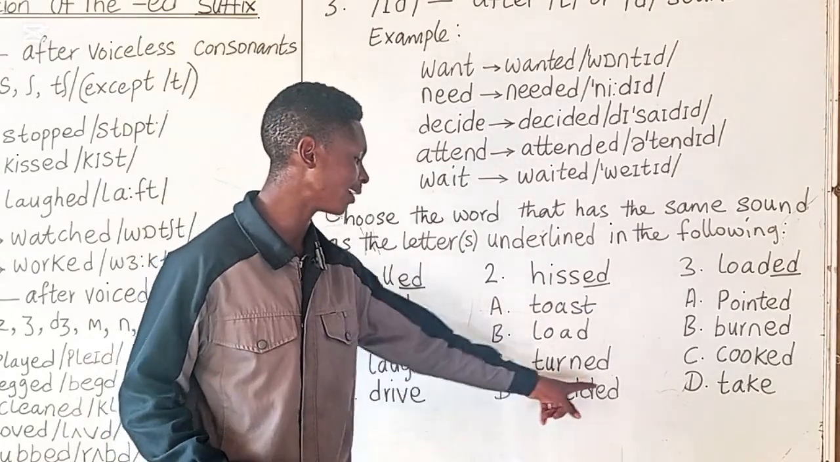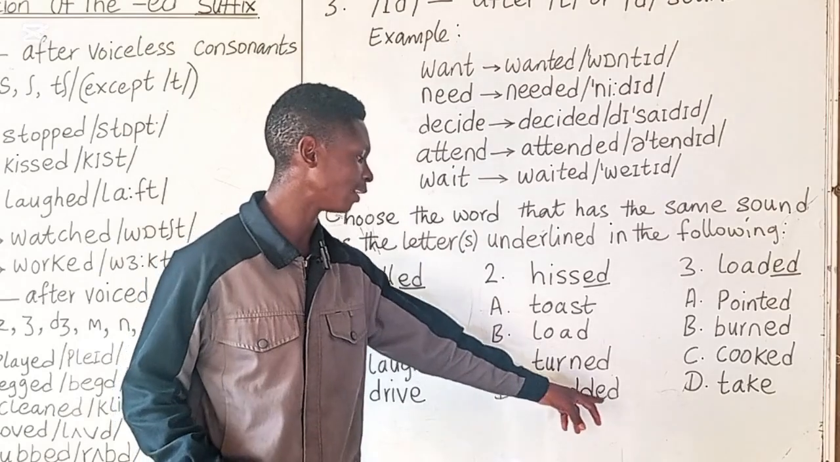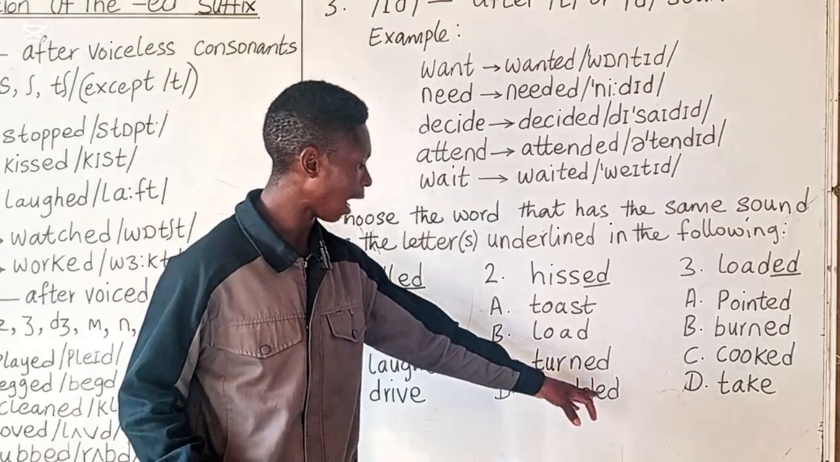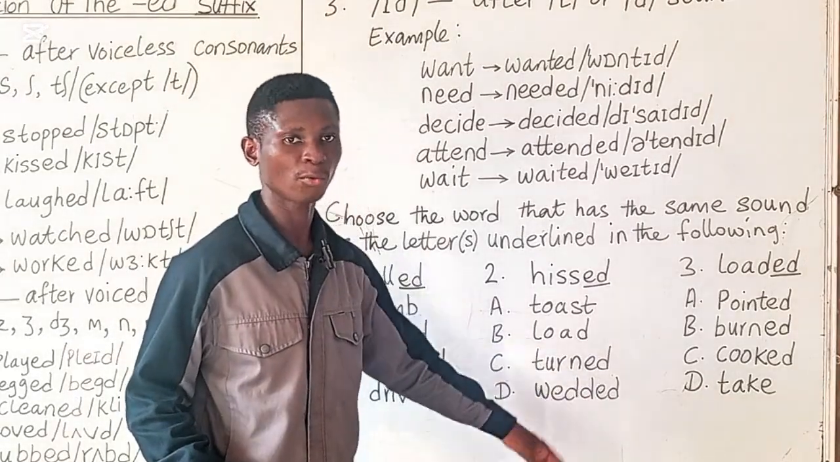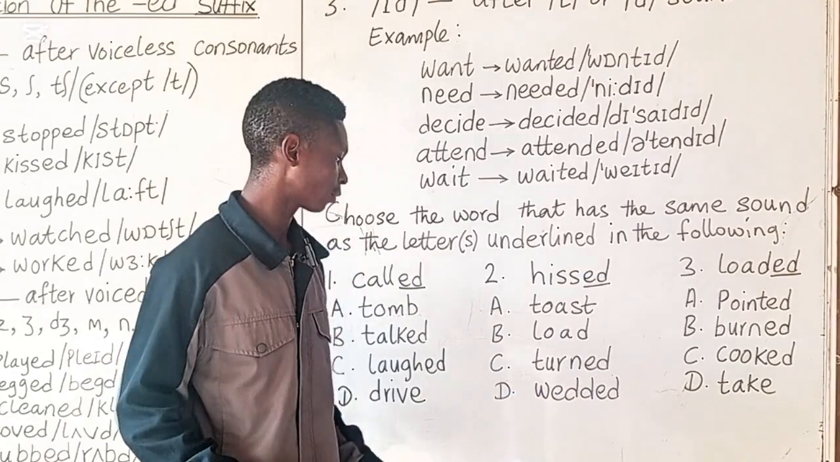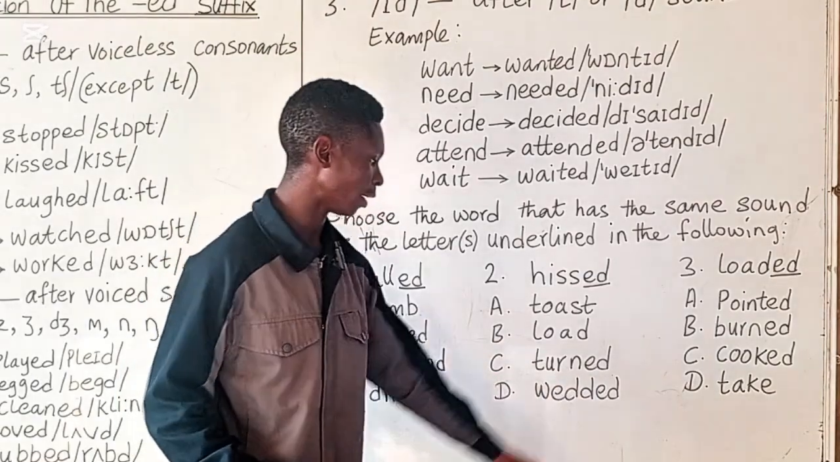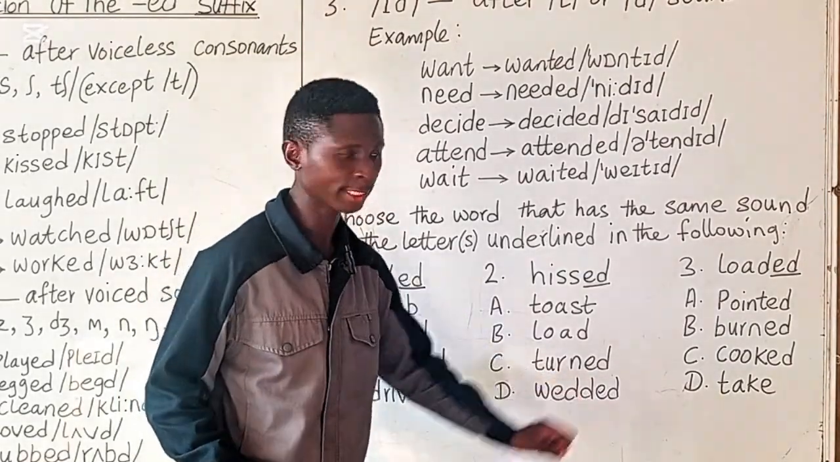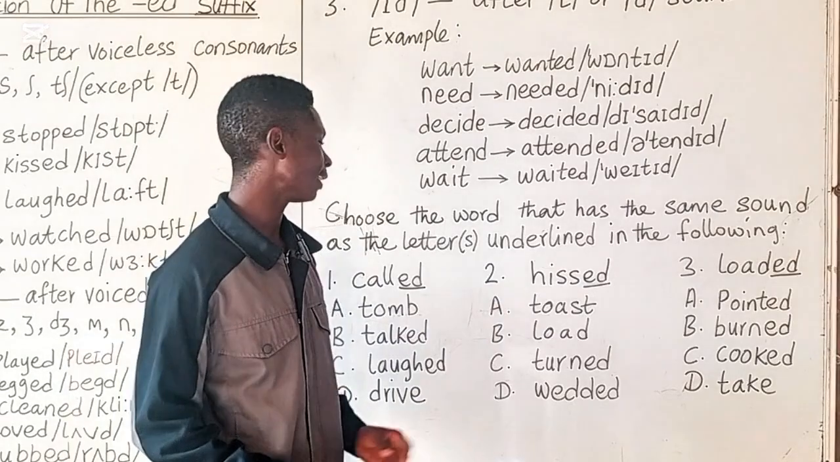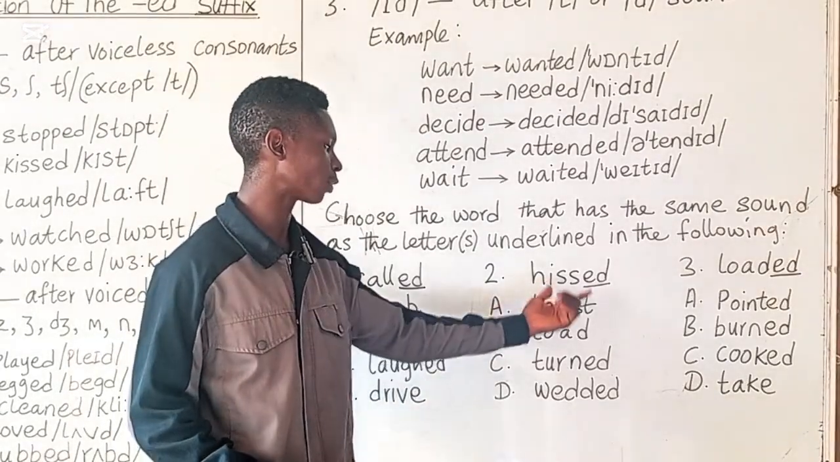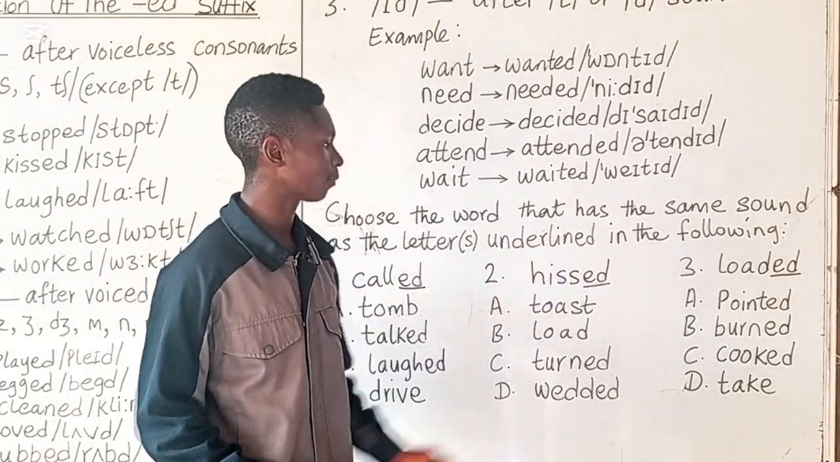Moreover, we have waded. Here we have the ed after the d sound, which is a plosive sound. That is the alveolar plosive sound. Hence, this one is realized as id. So the right answer to question number 2 is option A, toast, because we have t.